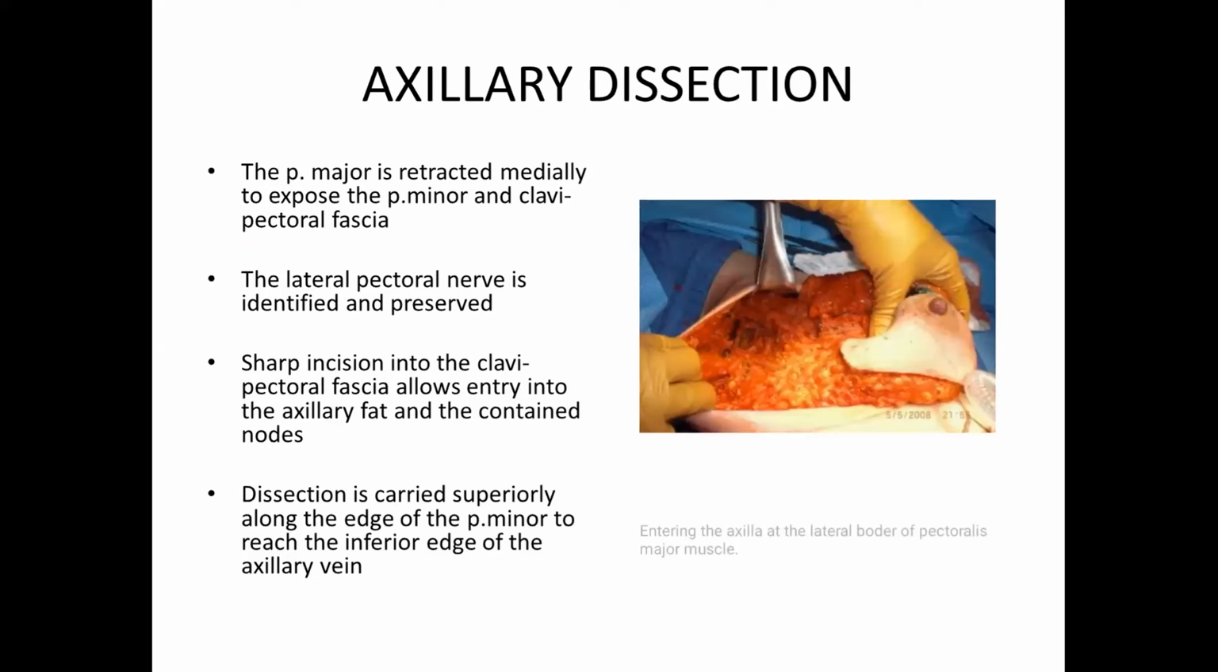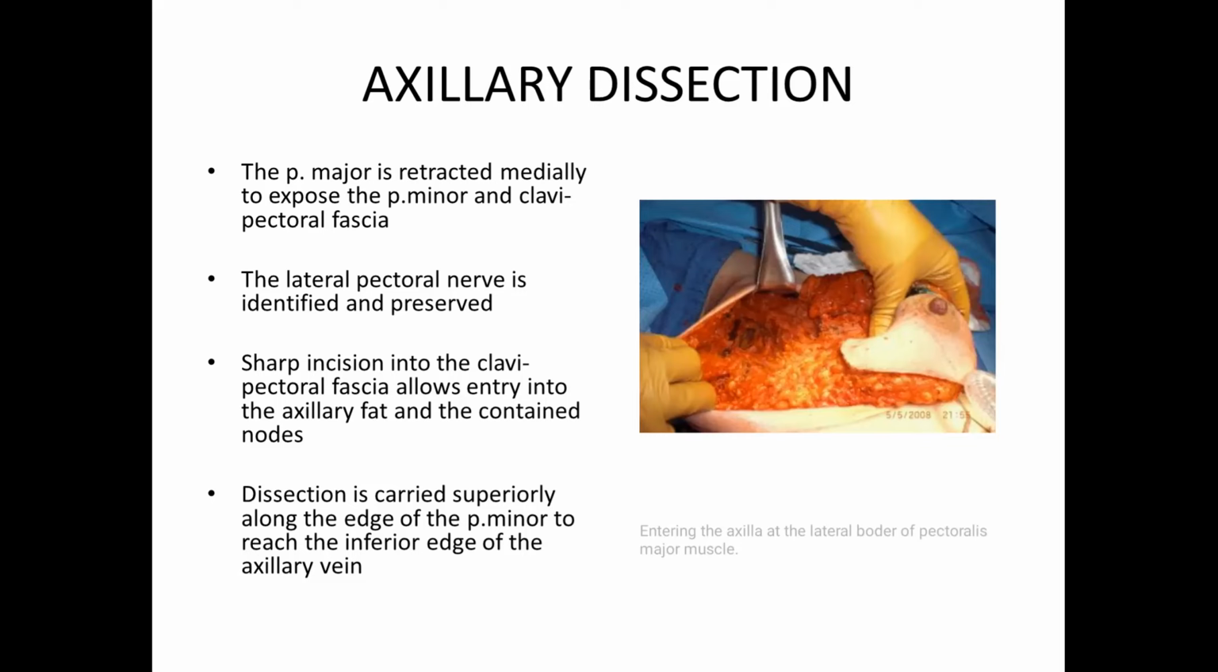Axillary dissection now begins. The pectoralis major is retracted medially to expose the pectoralis minor and the clavipectoral fascia. The lateral pectoral nerve, which is the main nerve supply to the pectoralis major, runs just beneath it, between the pectoralis major and the pectoralis minor. Care should be taken not to damage this nerve. Then a sharp incision into the clavipectoral fascia allows entry into the axillary fat and the contained nodes.